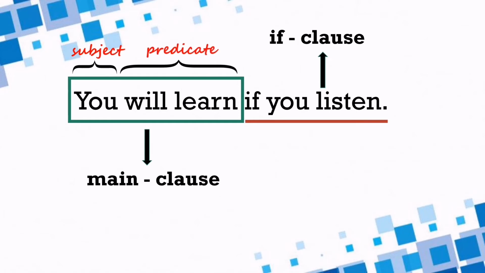Remember, the order of the two clauses is flexible. If the if clause comes first, it must be followed by a comma. The main clause can also be at the beginning of the sentence. In this case, don't use a comma.